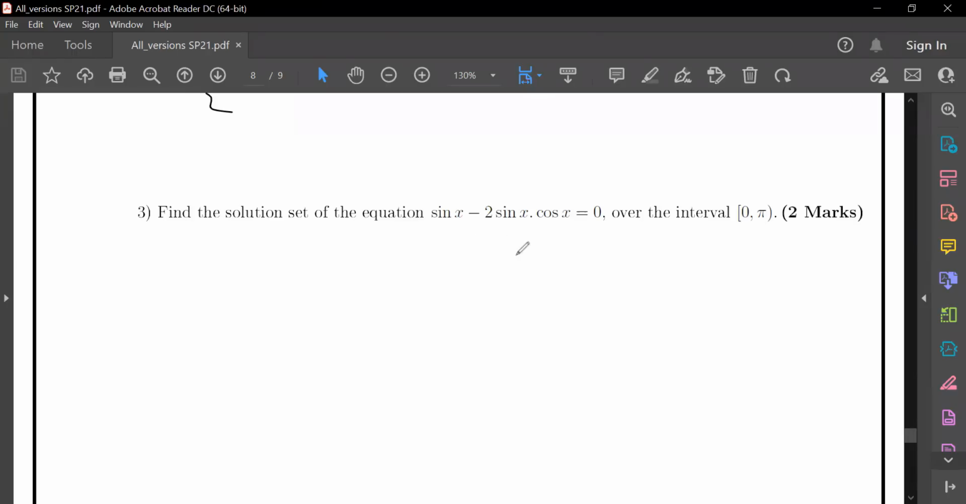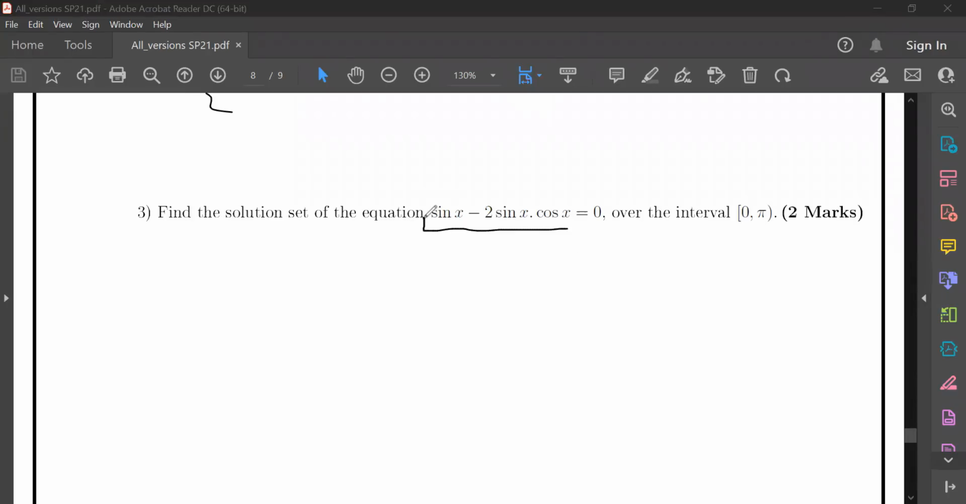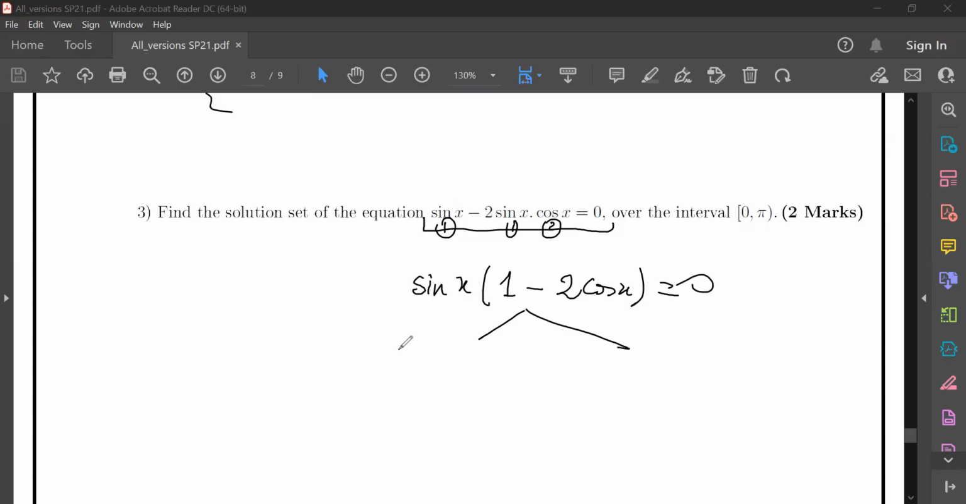Next question, trigonometric equation. So we have sine and cosine, two trigonometric functions. We try to factor. We have sine x as a common factor times 1 minus 2 cosine x equals 0. Product equals 0 means sine x equals 0, or 1 minus 2 cosine x equals 0.